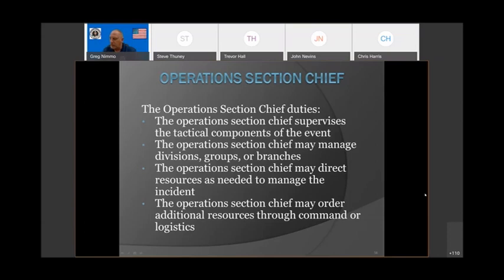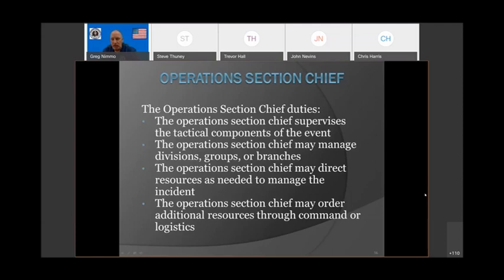Groups are used to describe functional. So if we're going to talk about groups, this is a specific function such as water supply. That would be an example of what we would use a group for on a functional basis. And then branches are used when the number of divisions or groups extends beyond the command span of control, and can be either functional or geographical.